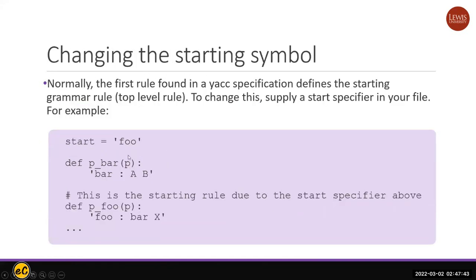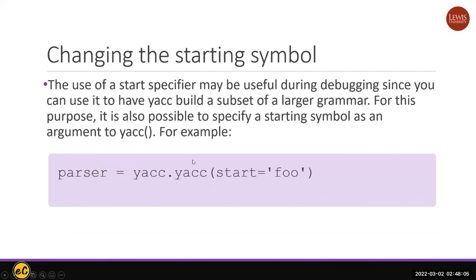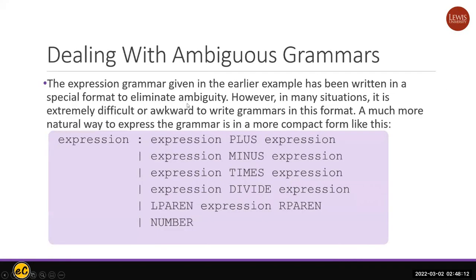Changing the starting symbol: your starting symbol is foo. Your rule is bar, you generate AB. If foo, you generate bar and X. Normally the first rule found defines the starting symbol of the grammar, and the parser uses that. But you can also define your own starting rule to check. You can change the starting symbol, and you can also assign start equals foo, the starting rule you want to check. Again, you can deal with ambiguity.